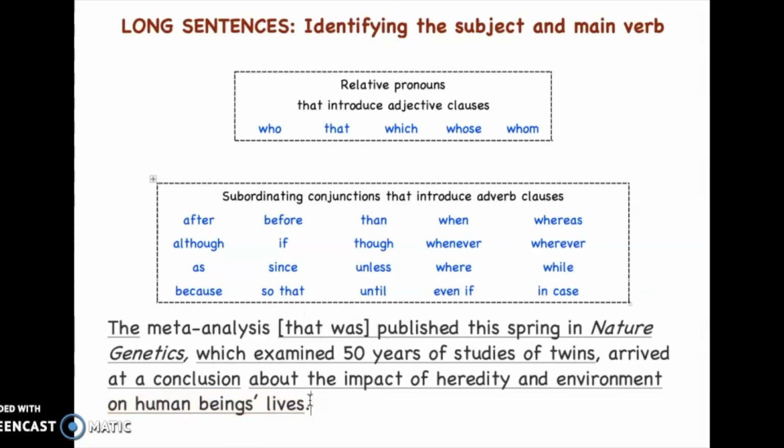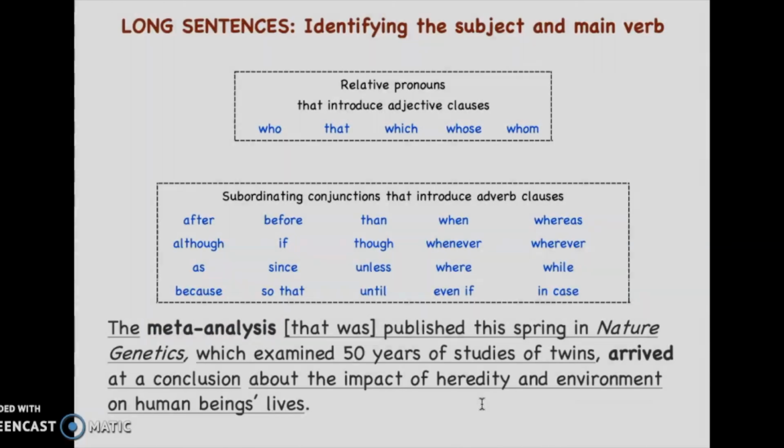So when we have eliminated all of these clauses and prepositional phrases, what do we have left? Arrived, which is a verb, and meta-analysis, which is our subject. So our subject, meta-analysis, and main verb, arrived, would be the answer.